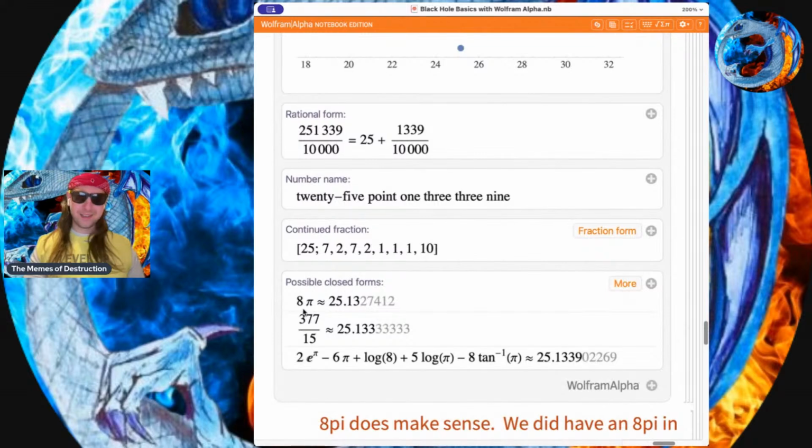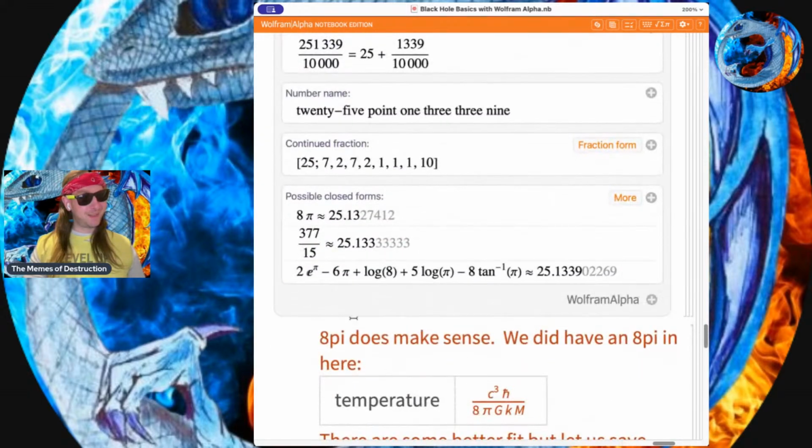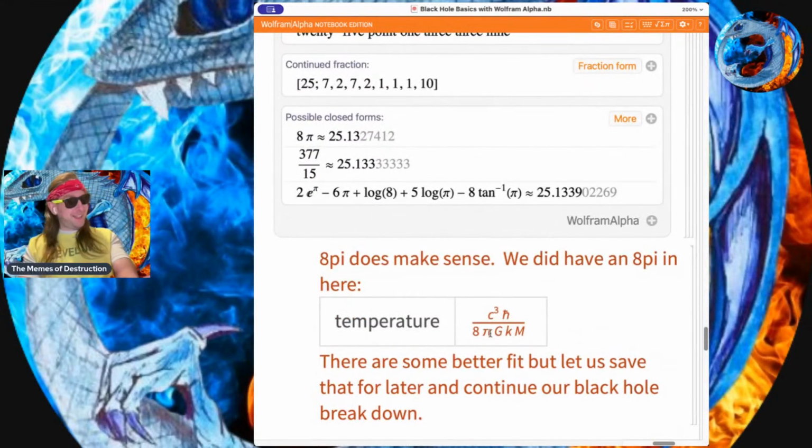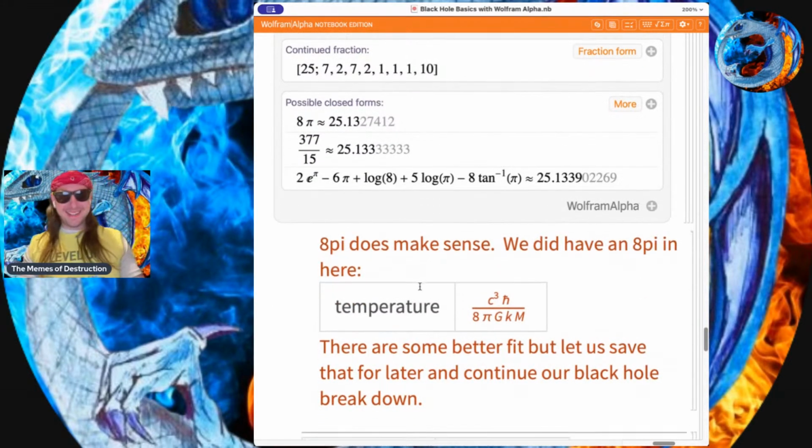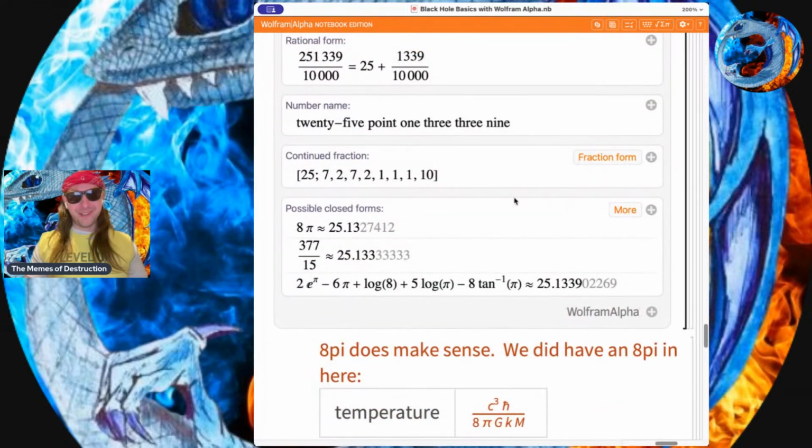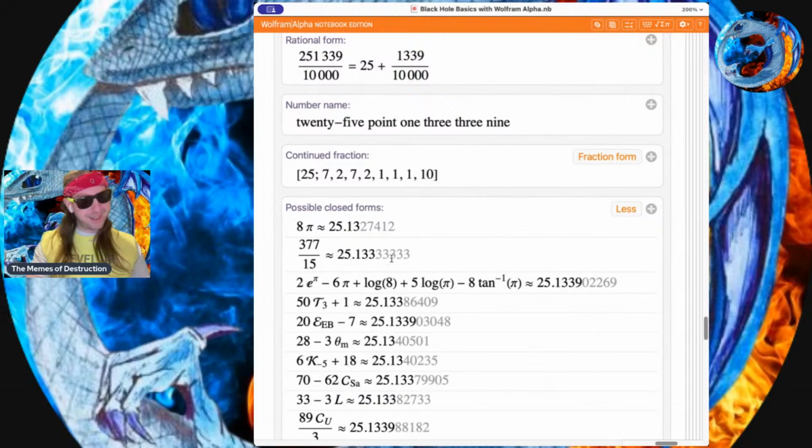Oh, I guess that would make sense if we got 8 pi. I mean, we did have an 8 pi literally there. That's cool. And technically, if you go into here, and again, those are estimates, I think we have five significant digits in there or something like that.